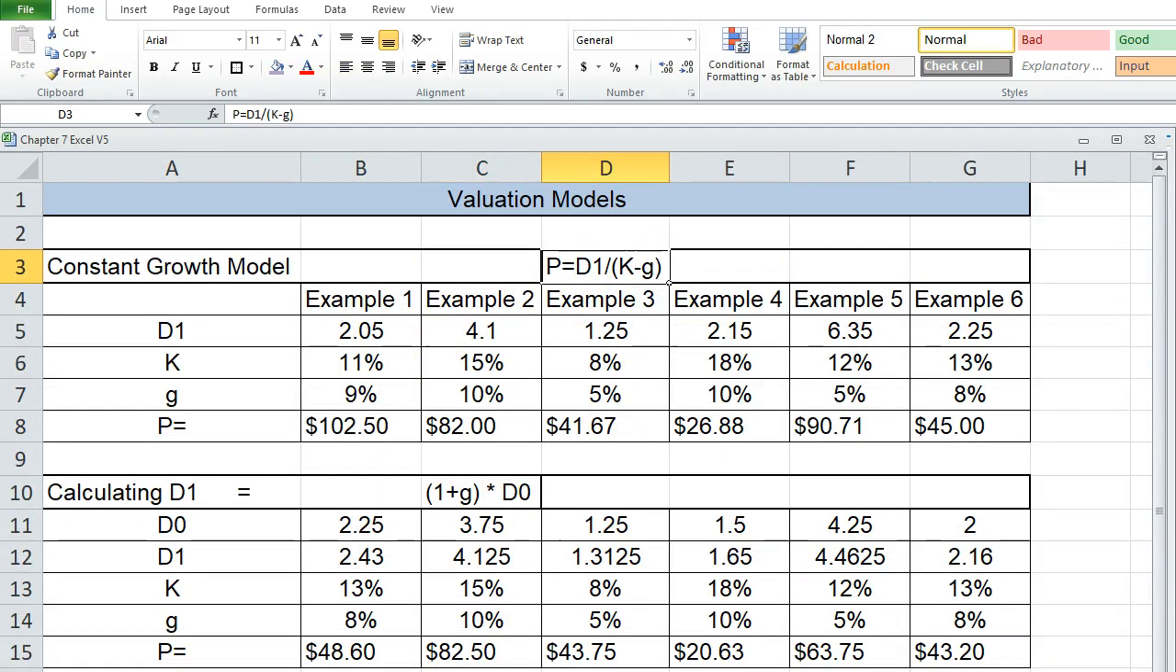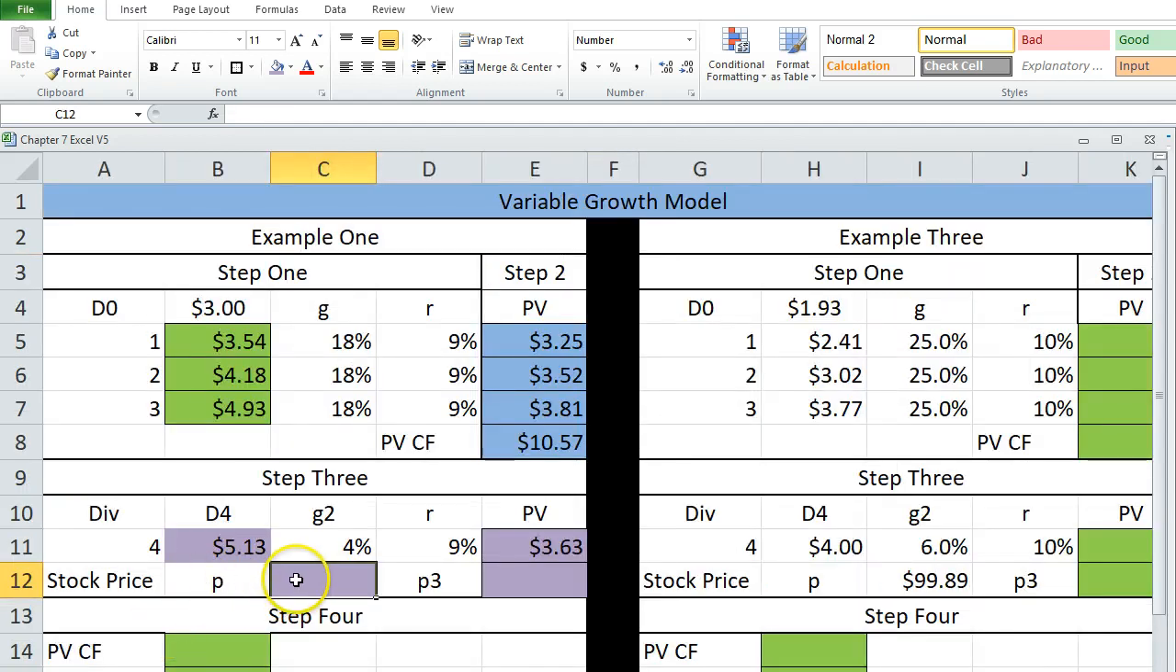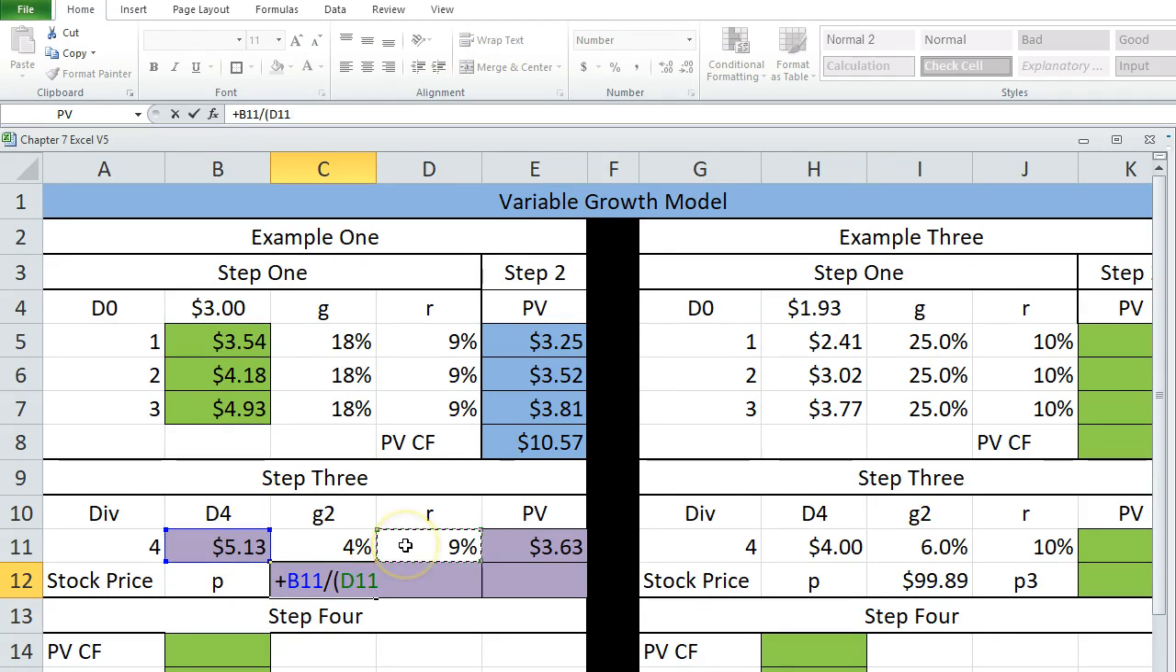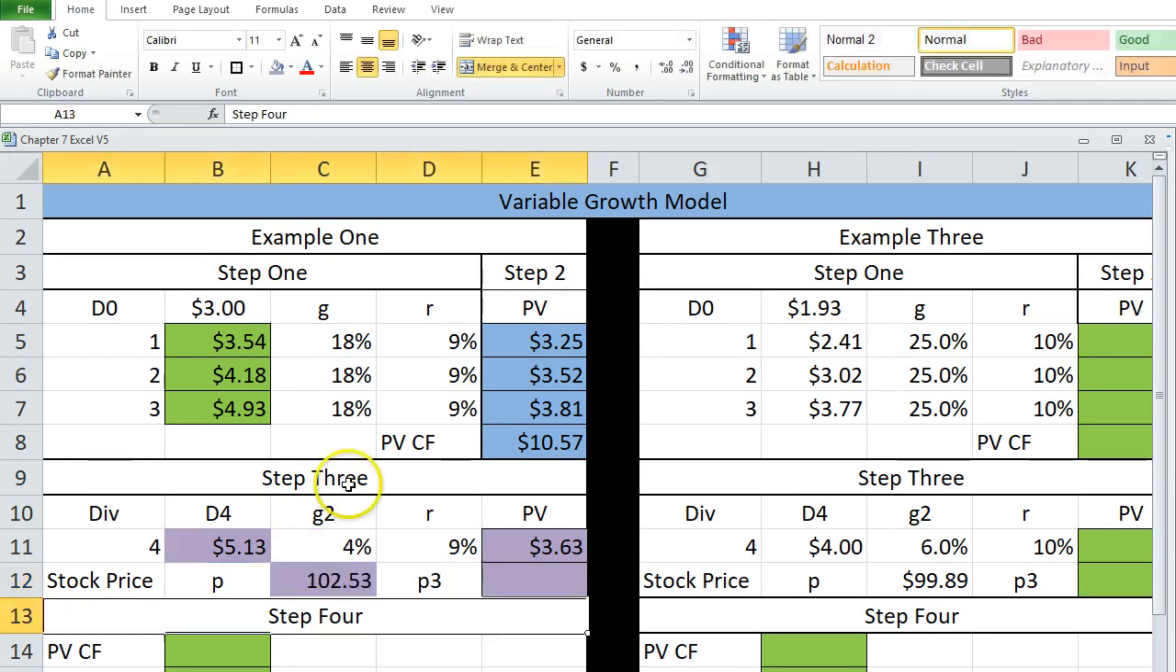K minus G, D1 divided by K minus G. So we're using that same model over here. So I'm going to say this divided by, now R is going to be our K minus G. So R and K are really the same variable. Okay, so we get a stock price of 102.